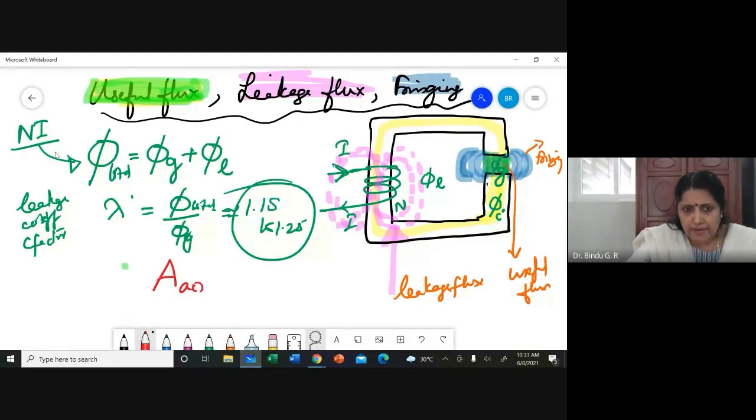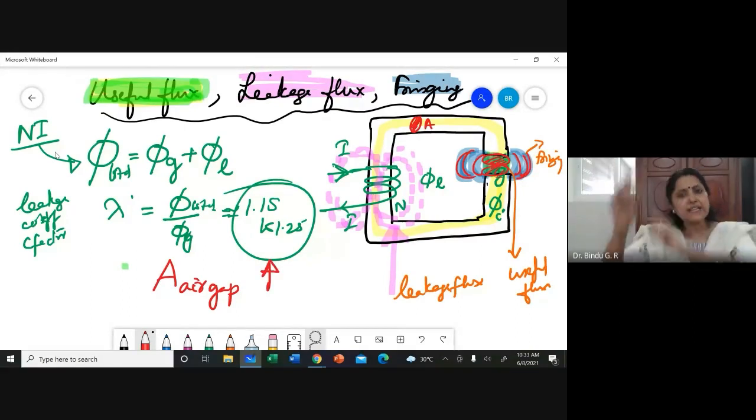Area in the air gap. Usually, in the previous problem, we took the cross-sectional area of the iron as the same as the cross-sectional area of the air gap also, isn't it, Alvin? Yes, ma'am. Now, in this case, if fringing is there, it means that the area of the air gap has gone higher than that value, isn't it?